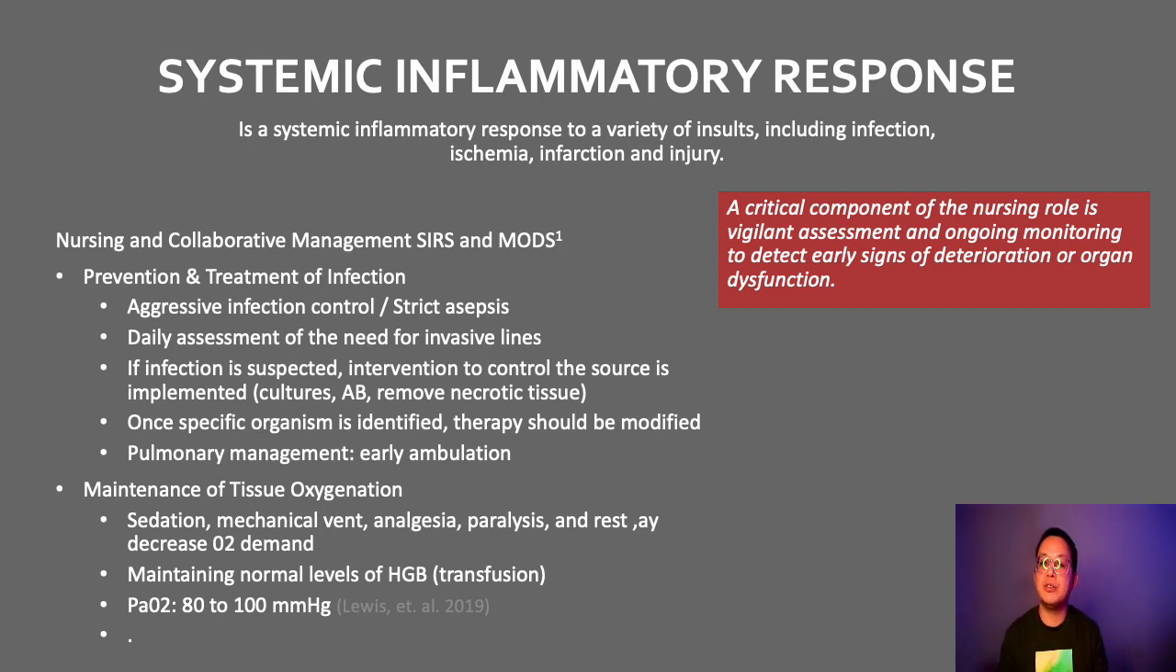Pulmonary management, so early ambulation. In the ICU, they refer the patient to PT/OT so they can walk around. Early ambulation will promote good pulmonary management. Maintenance of tissue oxygenation, sedation. Why sedate the patient? Why give mechanical ventilation or analgesia or induced paralysis and rest? This is to decrease oxygen demand.